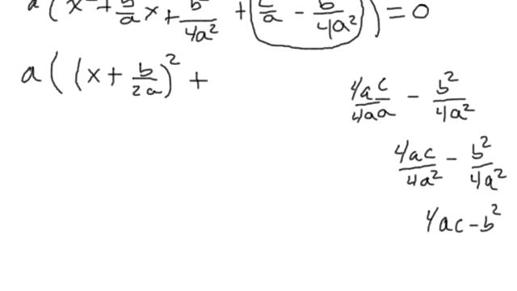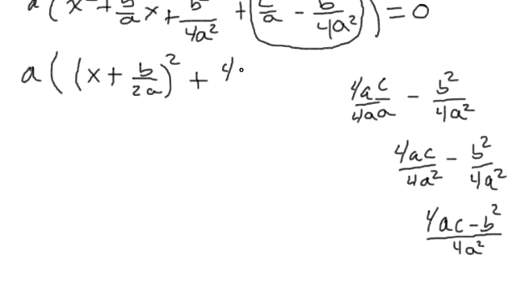And let's see, this would be all over 4a squared. So we're going to go ahead and take this 4a squared, or this piece here, and now plug it in here, right? So this was now all reduced down to a single fraction.